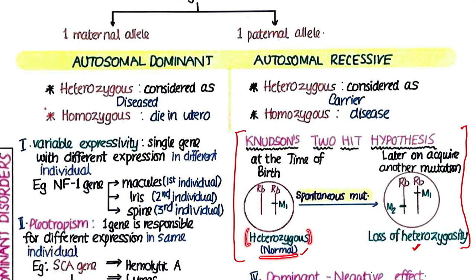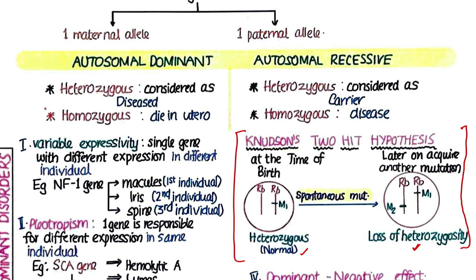The heterozygous genome is normal because the disease is autosomal recessive. Meaning if two genes are non-functional, only then the disease will occur. If one gene is non-functional, there will be no disease because one gene is normal and it is doing its function. If spontaneous mutation occurs after the birth of the individual, for example M2, there is M1, the initial mutation which was there. It can be before birth, it can be after birth, and there is another mutation in the other allele of the same cell, there will be loss of heterozygosity.